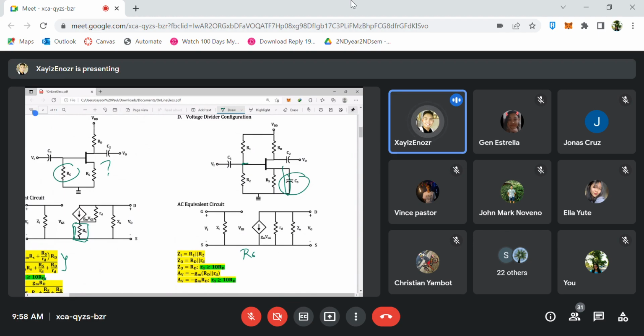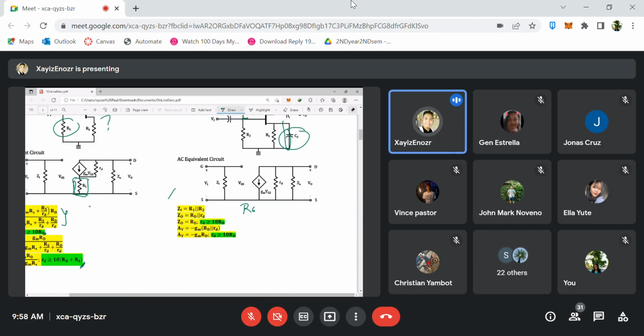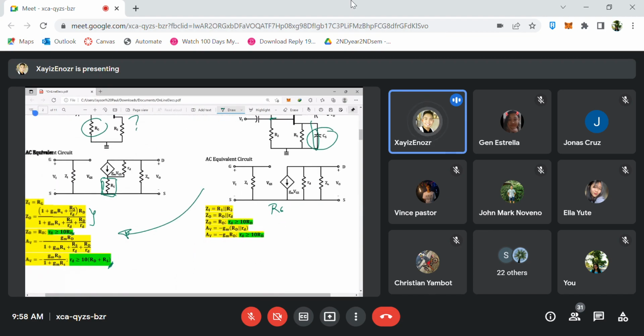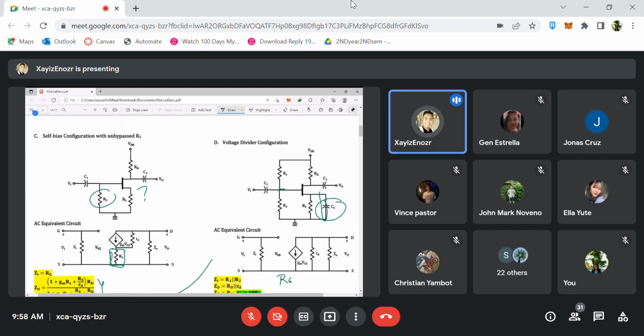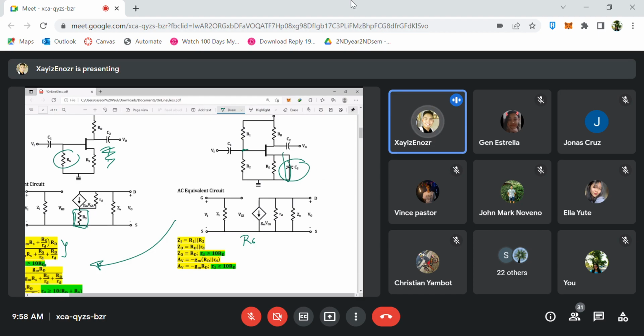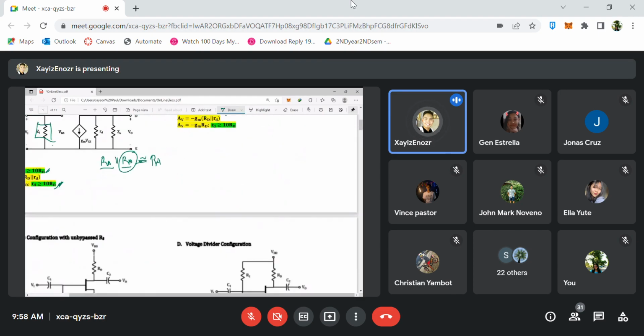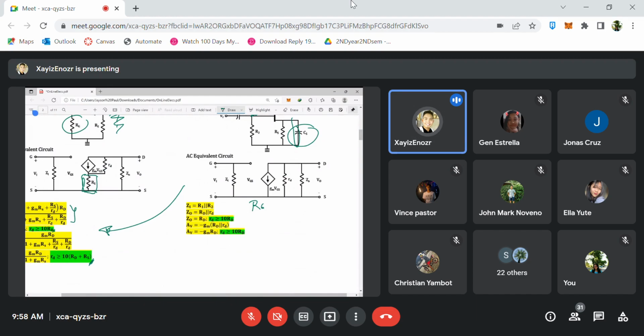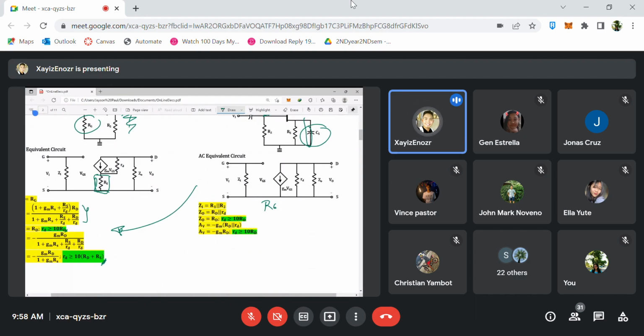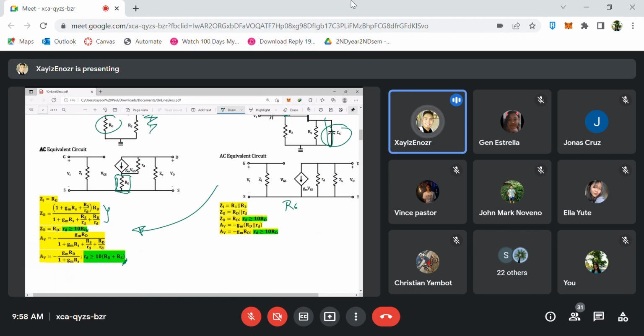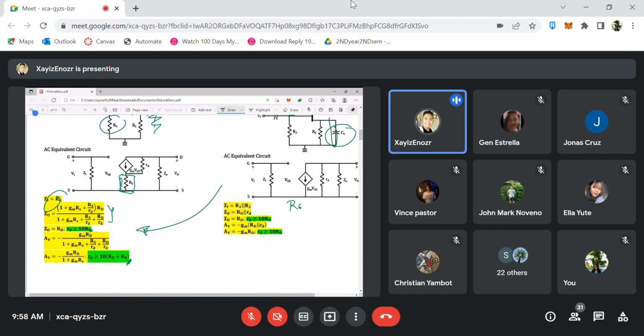Pag unbypass siya, ito yung formula natin. Mapupunta siya dito. Kasi ito yung formula pag may unbypass RS, yung walang bypass capacitor. Then kapag may bypass, ito siya, yung maikling formula. Ang kaiba lang is yung input impedance, since voltage divider yan, you will just simply Rg is equal to parallel equivalent ng R1 and R2.